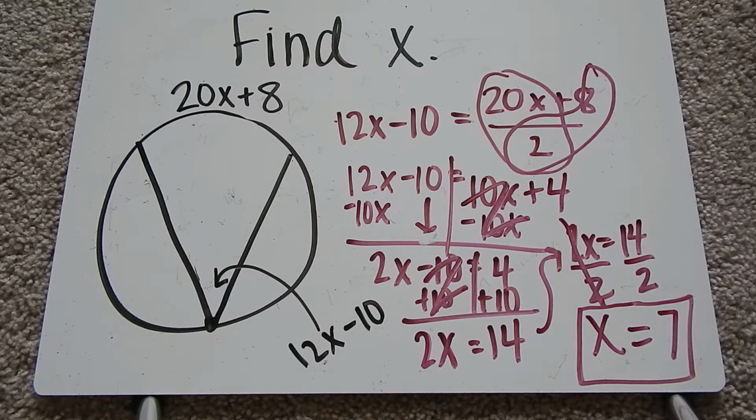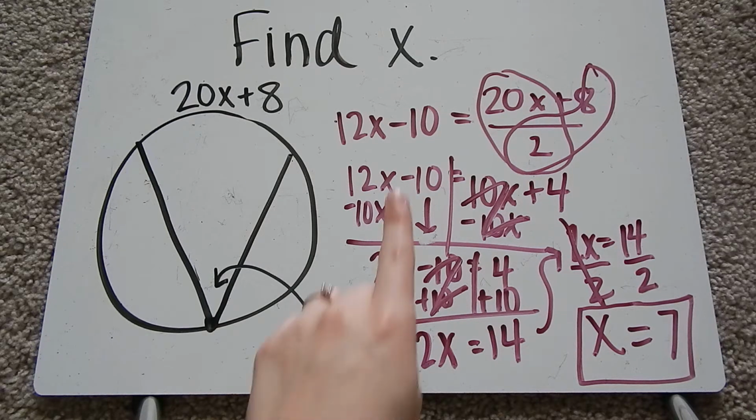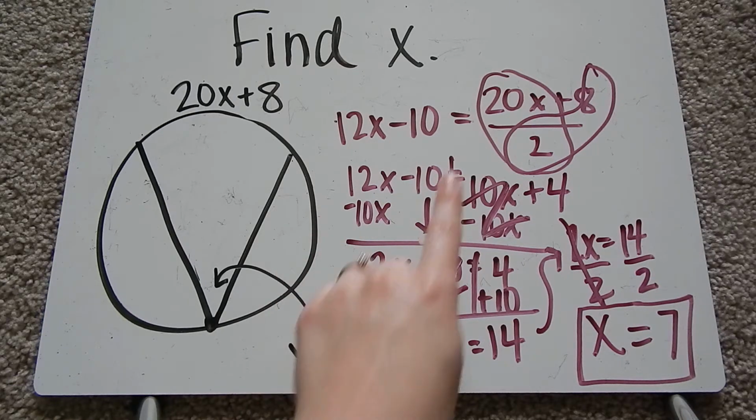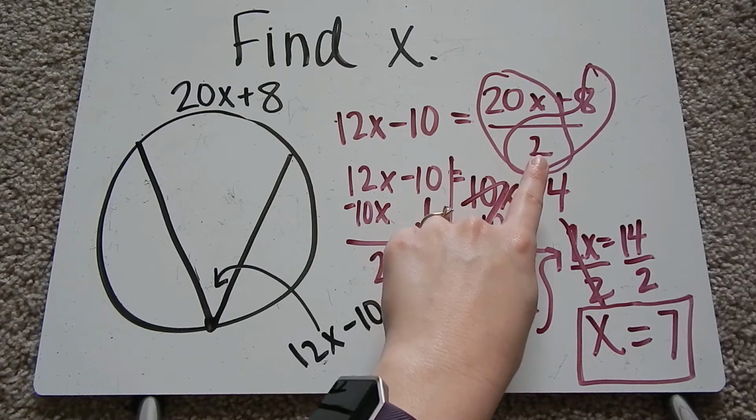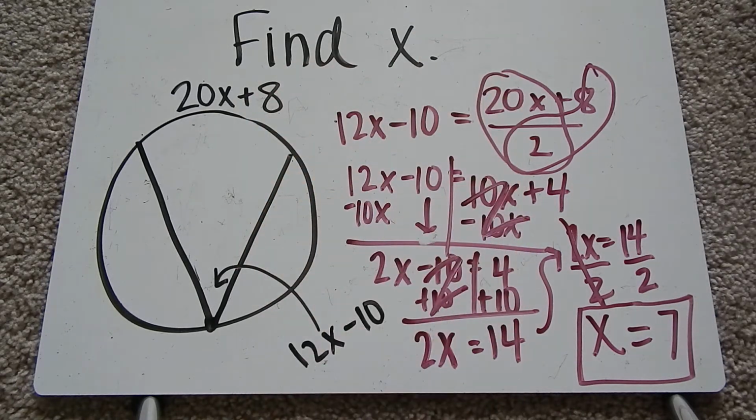So a little bit more work in this problem just because of how it was set up and the numbers we were given. But it's the same exact thing as the easier example. You take the inscribed angle and set it equal to half of the intercepted arc. So inscribed angle, set it equal to half, that's where this divided by 2 comes from, of the intercepted arc. That's how you're going to want to do it for every problem, no matter how complicated.